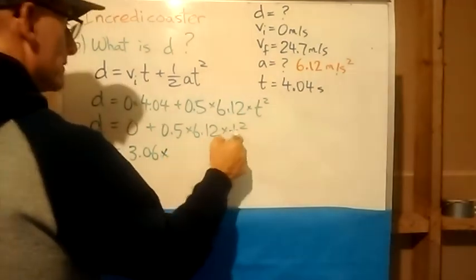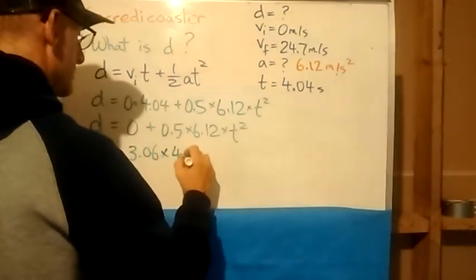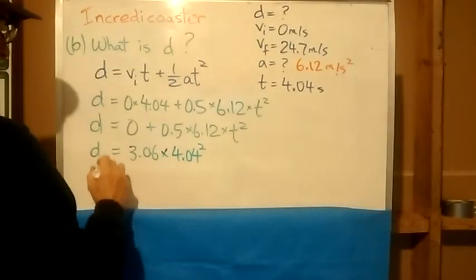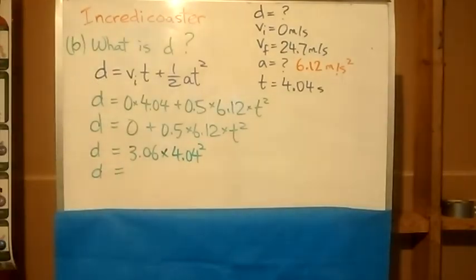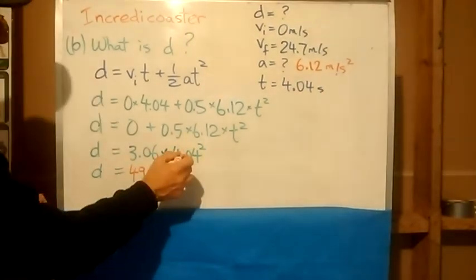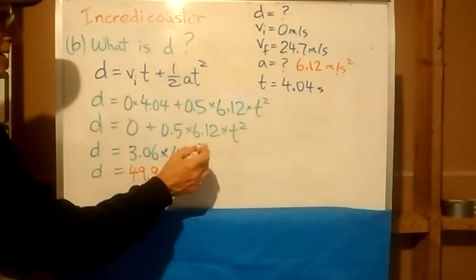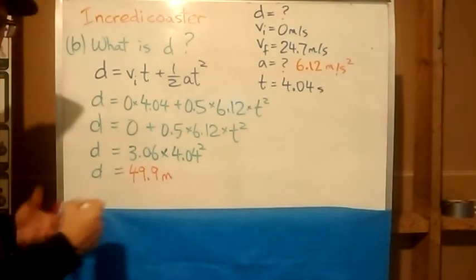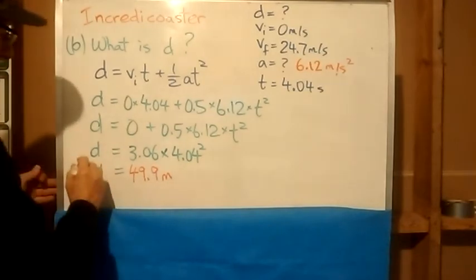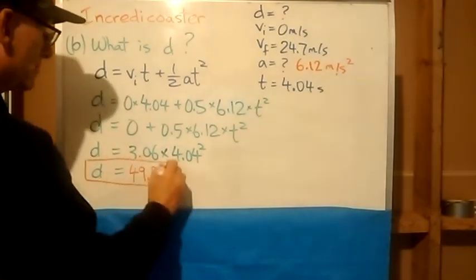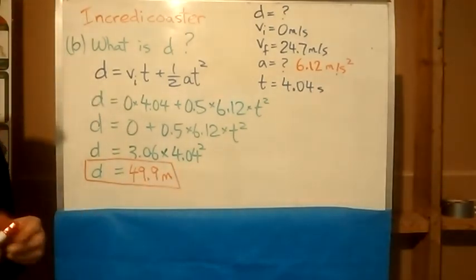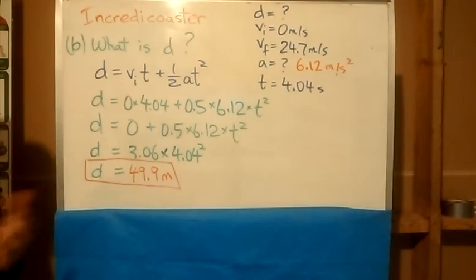So 4.04 squared. And if I calculate my answer, I'll know my distance. I just go 4.04 squared times 6.12 times 0.5, or do what I did here. It's the same thing mathematically. And I get an answer of 49.9 meters down the track. And you can see that in the video. It's about half of a 100-meter sprint track.